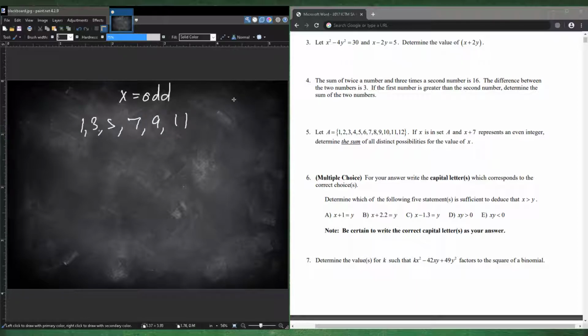So instead of adding them all individually, let's think of a pattern. So we see these, right? 1 plus 11 is 12, 3 plus 9 is 12, and 5 plus 7 is 12, right? So there's 3 twelves. So 12 times 3 is 36, and that's your answer for number 5, right? And that works because it's an arithmetic sequence. It goes by 2. Okay, number 6.